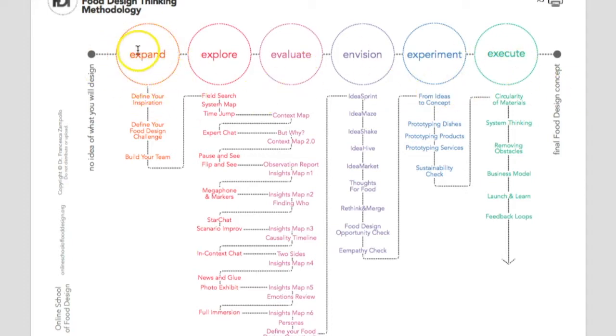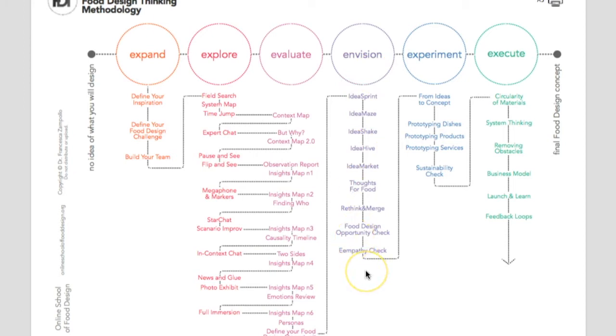In the first phase, called expand, we basically define what our food design challenge is going to be, and we also define our food design context. In the explore phase, we really investigate our food design context and we learn as much as we can about the context and our target user. In the evaluate phase, we make sense of all of this information and we transform the essence of this information into something that we can then use to generate ideas. We basically create insights.